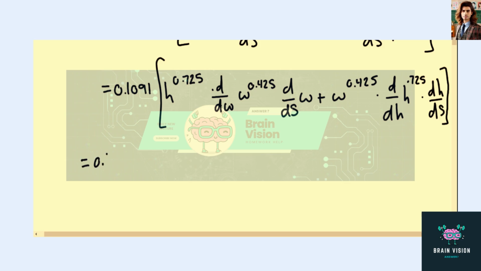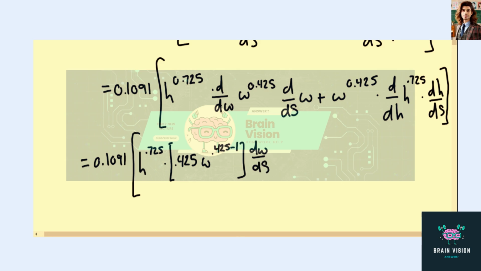Okay, so this is 0.1091 times h to the power of 0.725 times 0.425 w to the power of 0.425 minus 1 times dw ds, plus w to the power of 0.425 times 0.725 times h to the power of 0.725 minus 1 times dh ds.